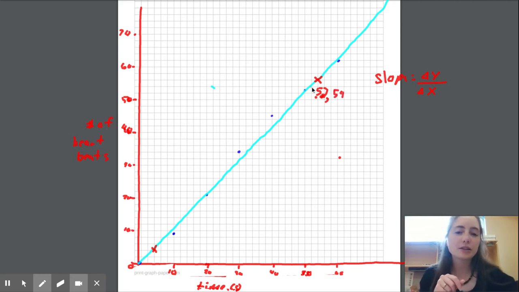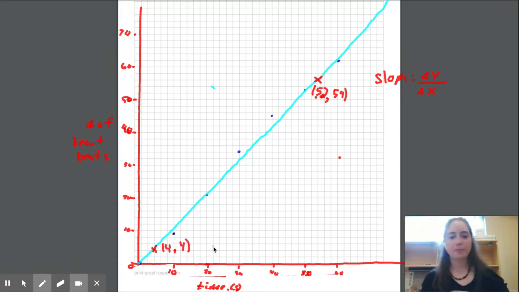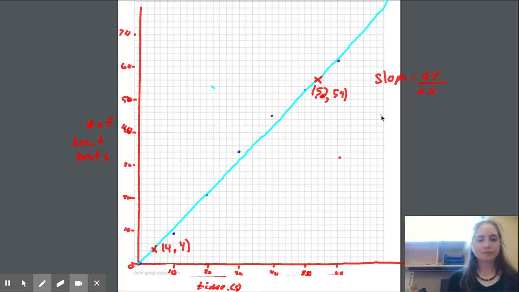So that is the point that I picked there. So I'm going to use my graphing skills to get that. And then I got to 4. So that's 4 on the X. And on the Y, that's 2, 4. So I've picked 4, 4. Okay.